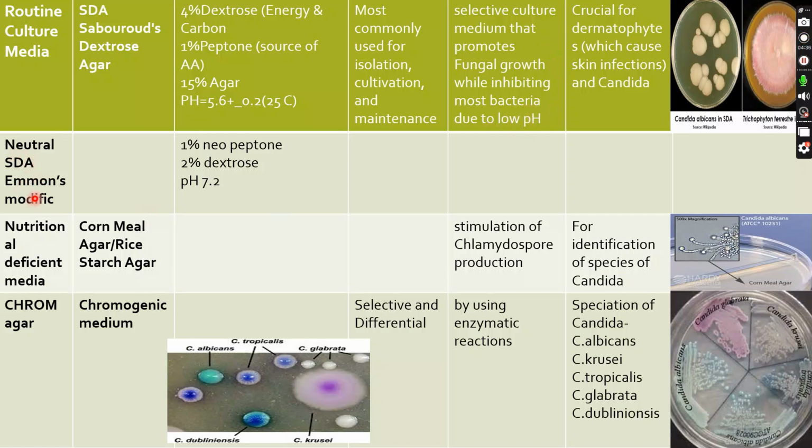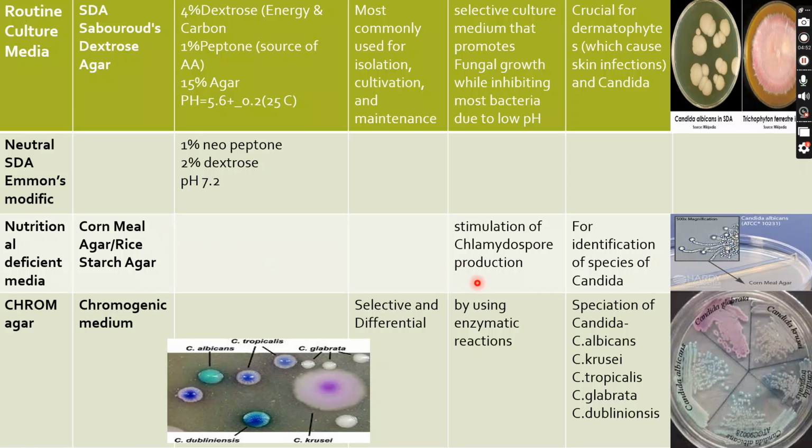The neutral Sabouraud's dextrose agar is also used, in which the pH is 7.2 and the peptone will be neopeptone here, and 2% dextrose will be used. Other media are the nutritionally deficient media, that is the cornmeal or the rice starch agar media.